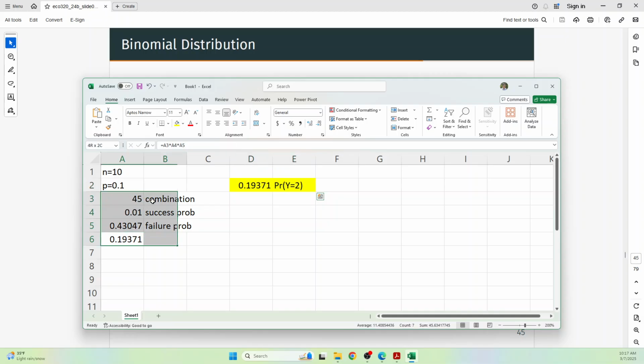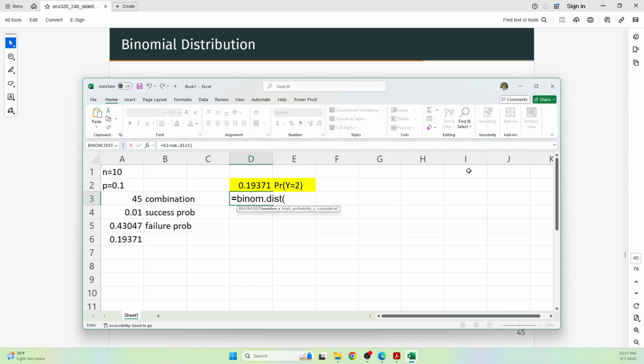In the end, I'm following the same formula as when I calculated each term separately, but you can do it in one step using the BINOM.DIST formula, right? In a similar way, I will also calculate the probability of y equals 1, and also let me calculate the probability that no cancellation happens. All right, this is the probability y equals 0.